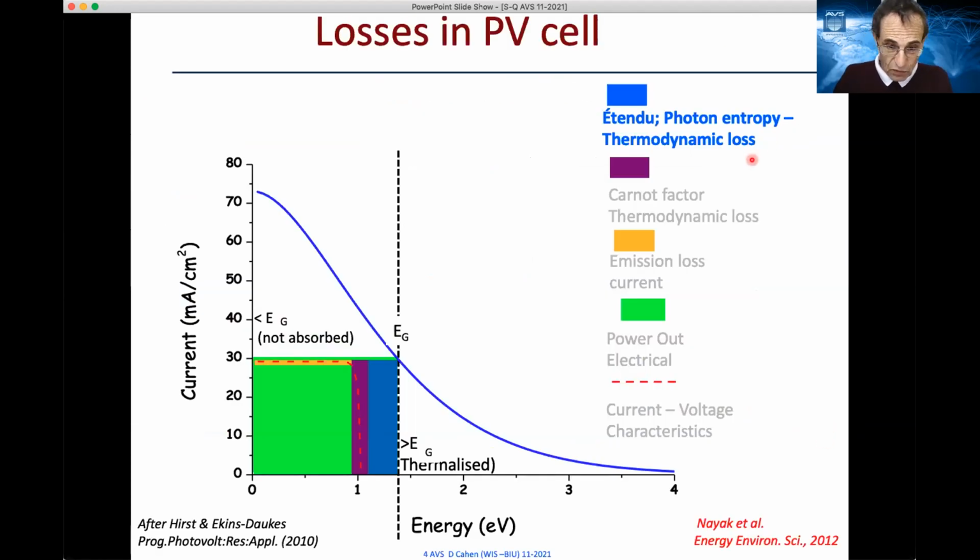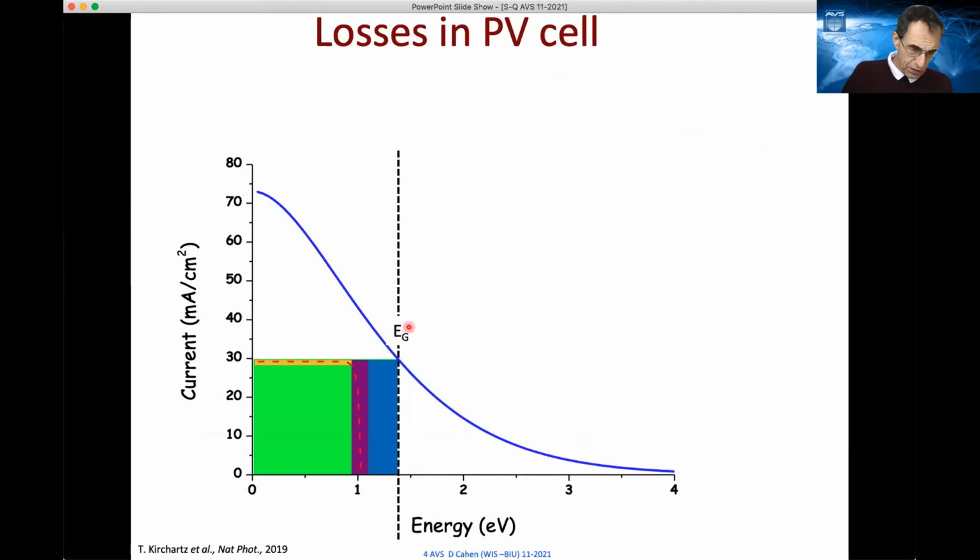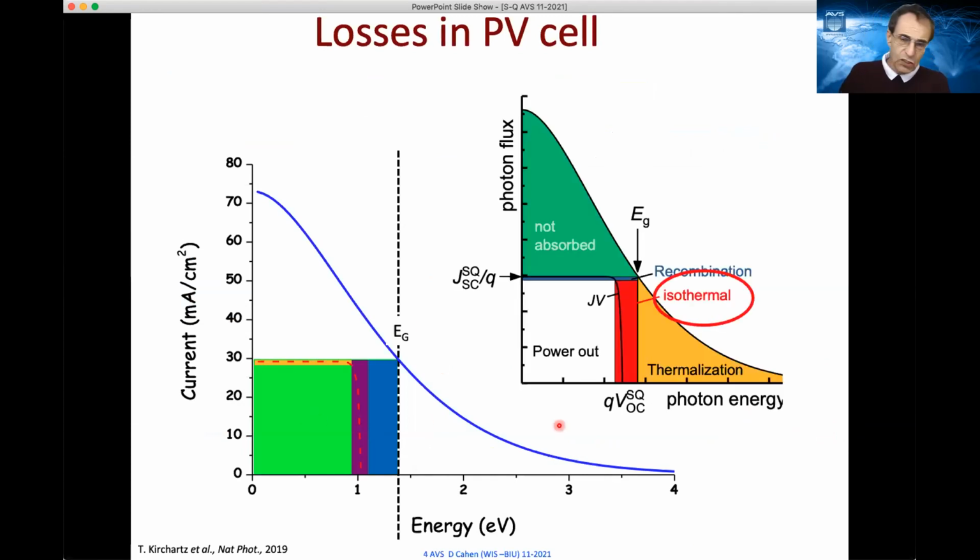So I showed you this before. I'll show you now the simple picture. And here I show you another way to look at it, a little bit simpler: the not absorbed and thermalized, and recombination, which we want to be radiated. And all of these have to do with thermodynamics. That is, rather than separate the Carnot from the Boltzmann, you can lump them together because they are both temperature dependent. That's another way to look at things.